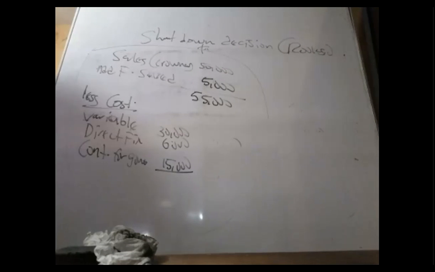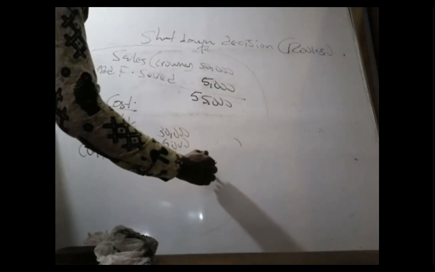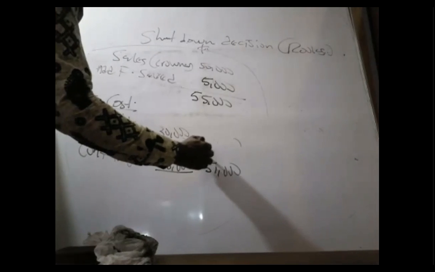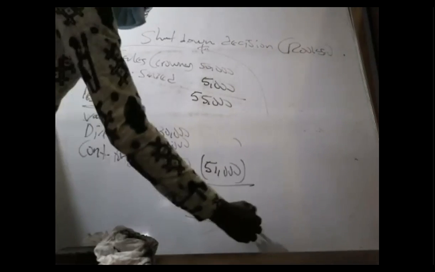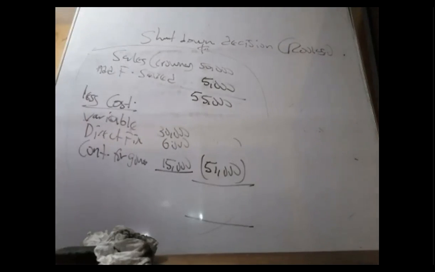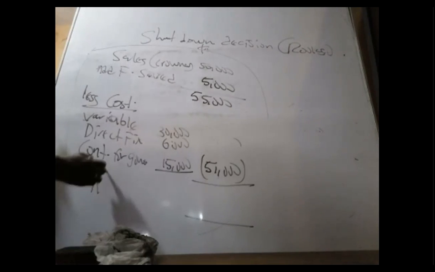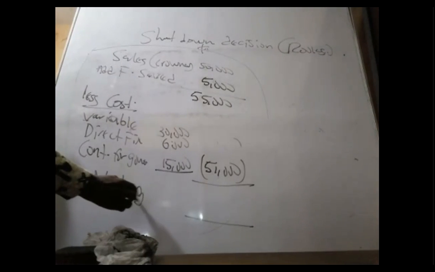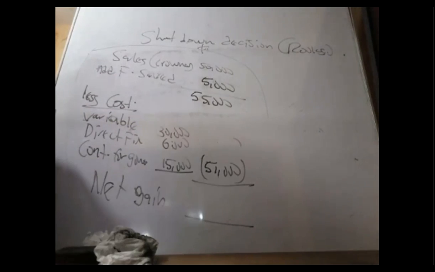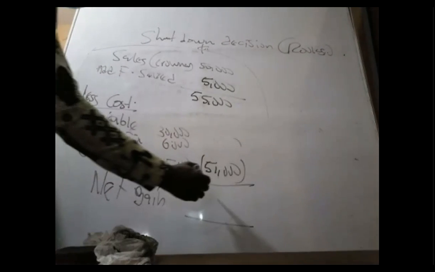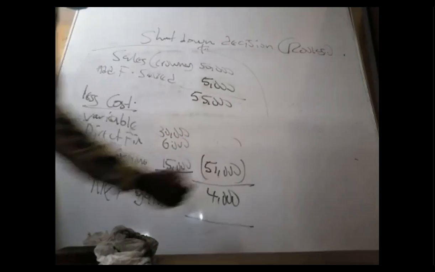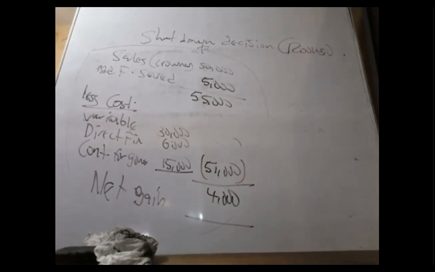So 30 plus 15, 45 plus 6, that gives us 51. So the total cost will be what? 51,000. Taking it from the total revenue, you get what? Net gain of 4,000, right? That's the contribution you took for rules. The contribution for us. Yes.